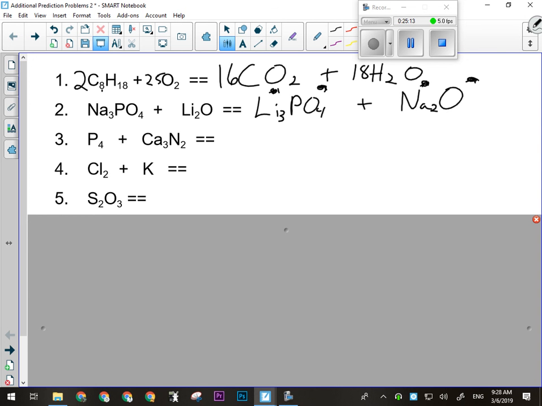Now I need to go back and start my balancing here. I am thinking here that I probably need to start with sodium. On this side I've got 3, and on that side I've got 2. Lowest common multiple would be 6. So on this side I'm going to put a 2 here, and on this side I'm going to put a 3 here. When I do that, it balances my sodiums, but now I have 3 oxygens over here. So I'm going to go back over here and put a 3 in front of lithium oxide. That gives me how many lithiums? 6. So what do I need to put here in front of lithium phosphate?